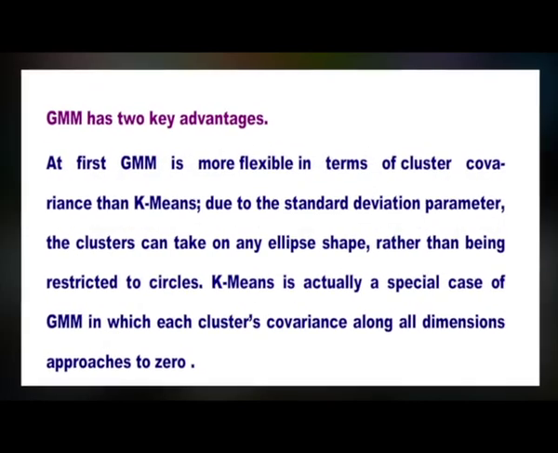Now, GMM has 2 key advantages. At first, GMM is more flexible in terms of cluster covariance than k-means due to the standard deviation parameter. The clusters can take on an ellipse shape rather than being restricted to circles. K-means is actually a special case of GMM in which each cluster's covariance along all dimensions approaches 0.